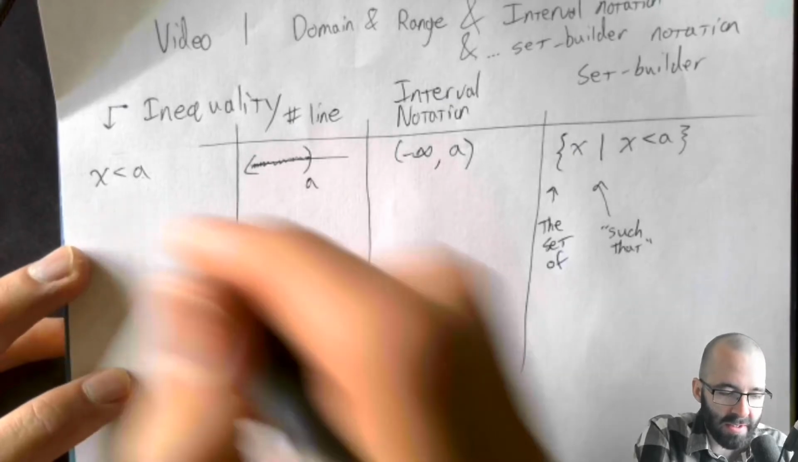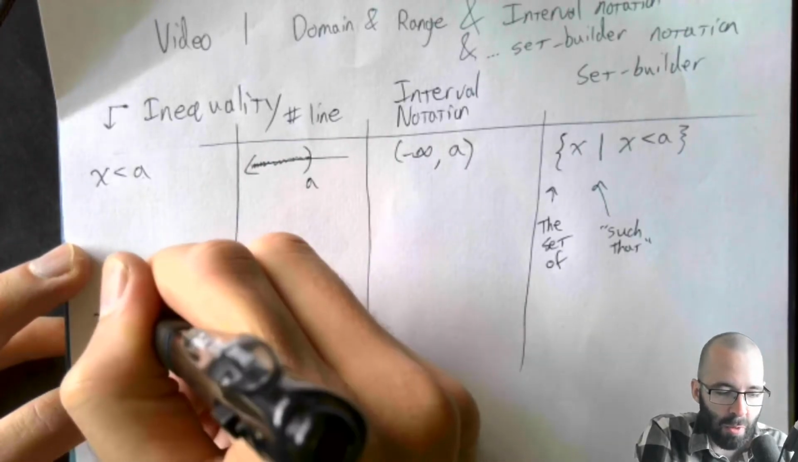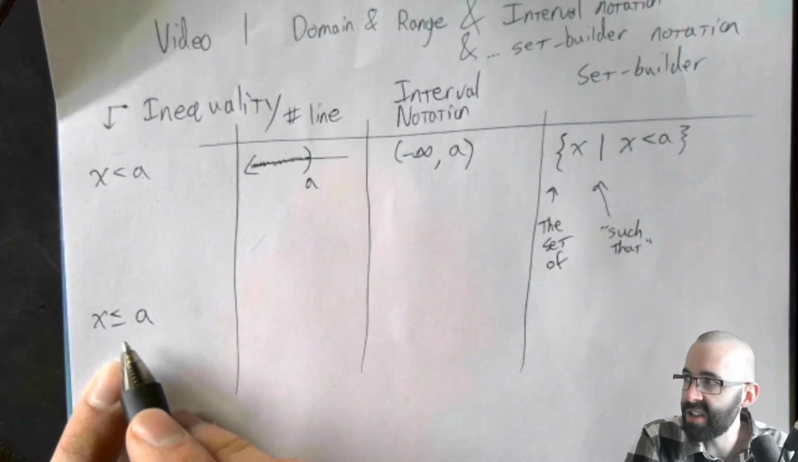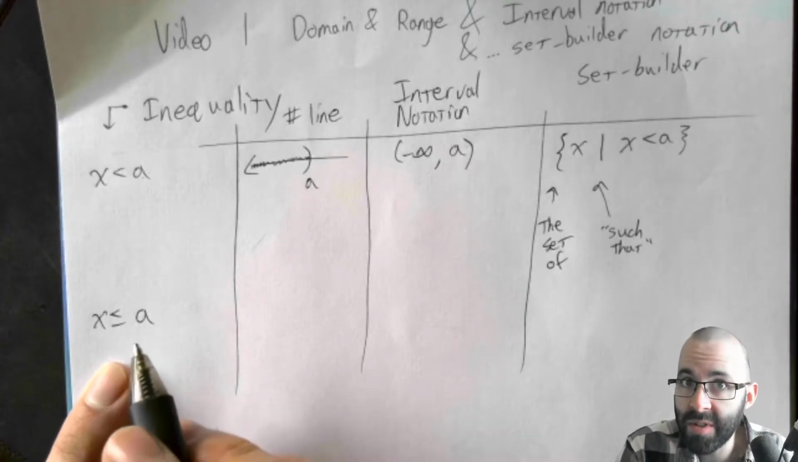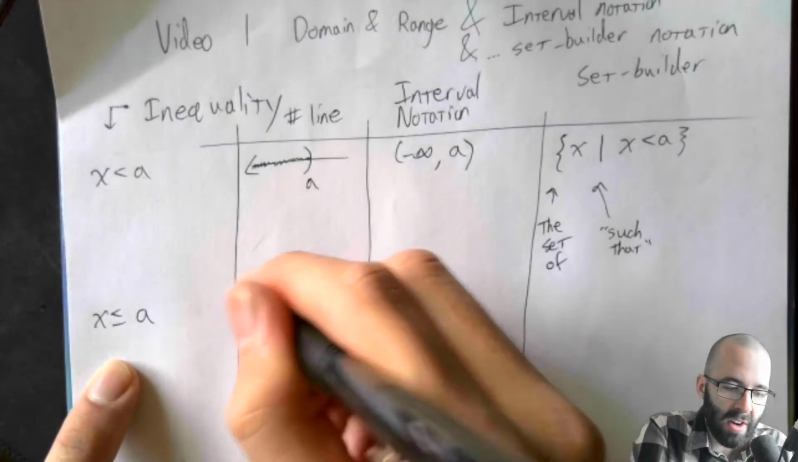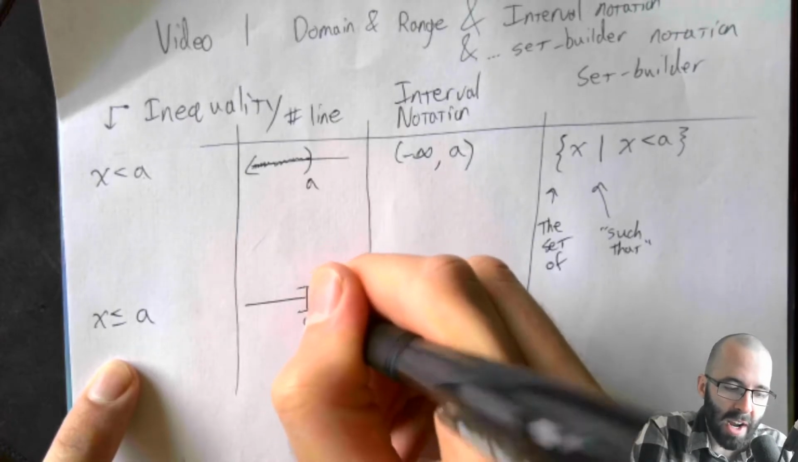So, right, we can do this. I'm going to go through this next one really quickly. If we just change this to a less than or equal to sign, nothing much changes. It's almost the same number line, but now it's a bracket.